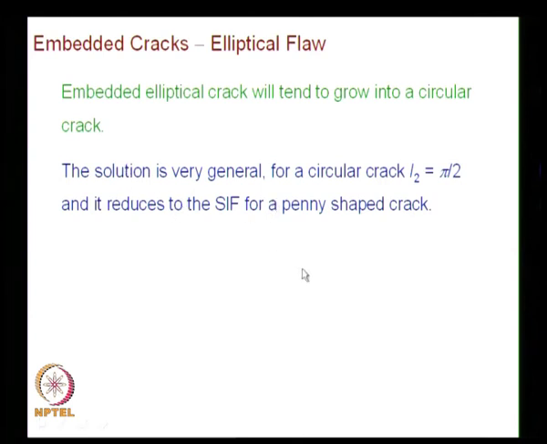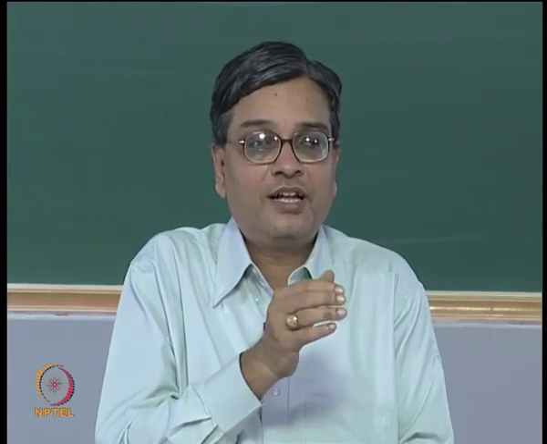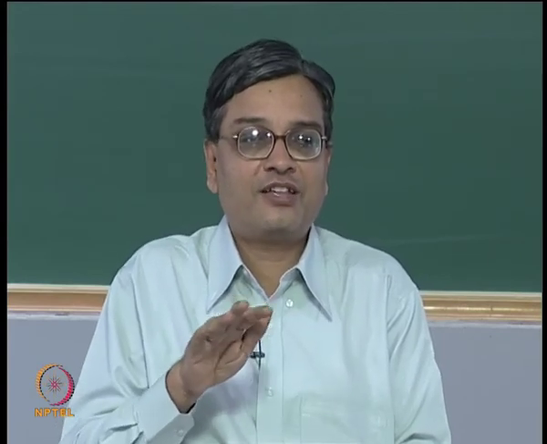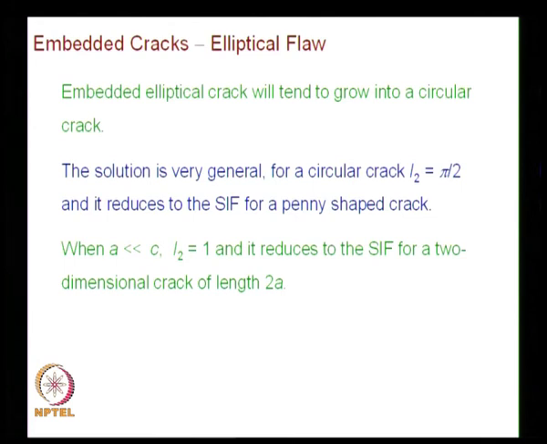And whatever the solution that Irwin has obtained, it is termed that the solution is very general. For a circular crack, the elliptical integral I 2 becomes pi by 2, and it reduces to the stress intensity factor for a penny shaped crack. See, we have done this all along. Whenever we get a general solution, we always take it to particular cases and then ensure that we get the particular value and convince ourselves that our general solution is comprehensive. And we are in the right direction. That is the way you have to look at it. Now, you have seen a circular crack. I can also have a situation where it becomes a straight crack when a is far less than c, I 2 becomes 1, and it reduces to the stress intensity factor for a two dimensional crack of length 2 a.